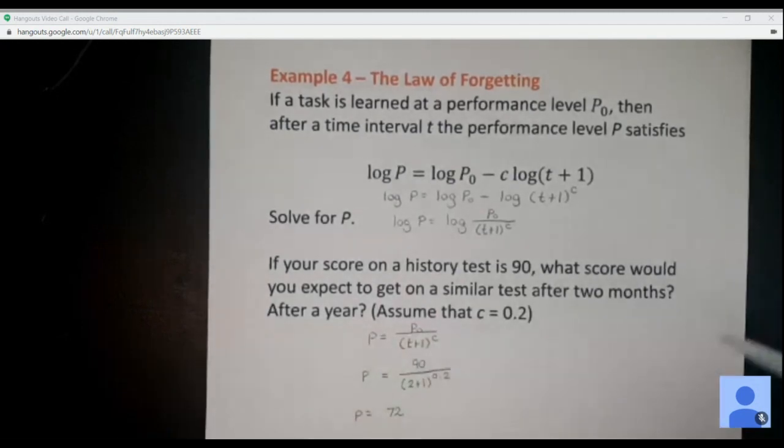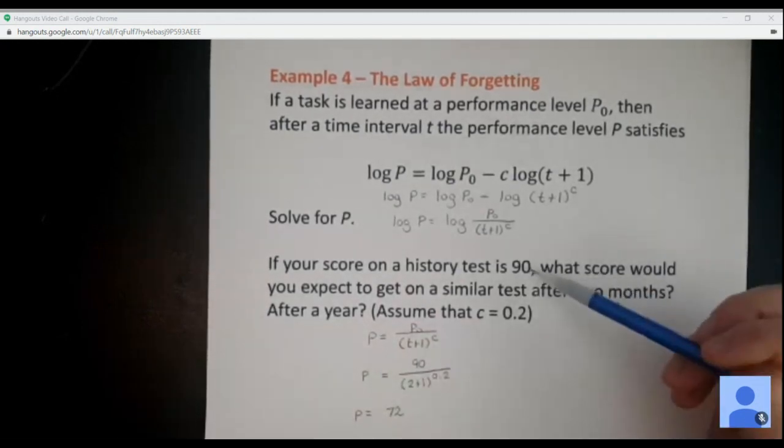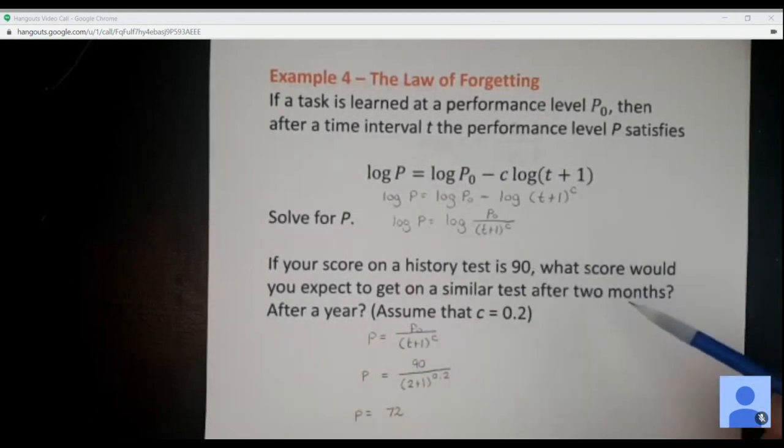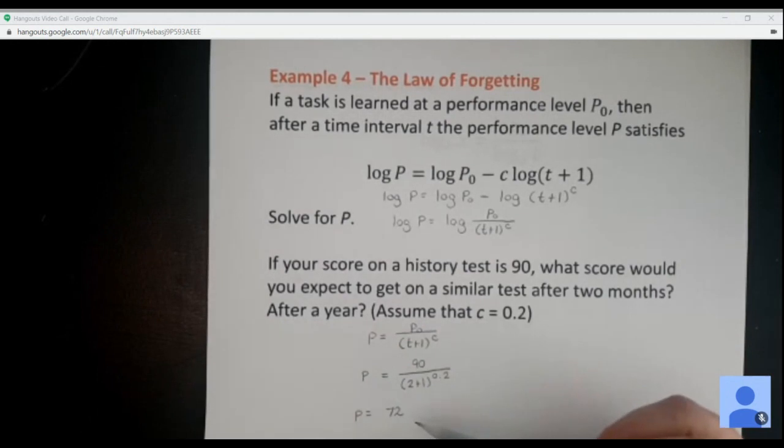Right? And if we think about it, let's make sure our answer makes sense. We made a 90 the first time we took the test. We waited 2 months, right? And we took the test again without reviewing or anything else. So it makes sense that we would score lower the second time around, right? So we went from having an A the first time to a C the second time, okay, just because we forget stuff, right? If we don't actually go back and review it. Any questions on that?